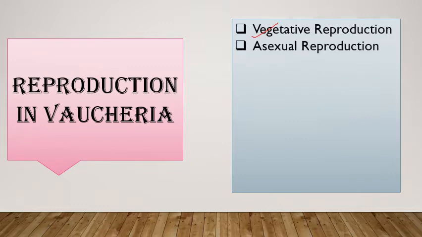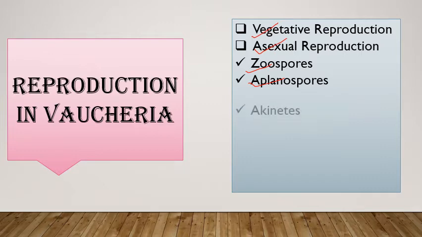Then it reproduces by asexual reproduction. In asexual reproduction, it makes special structures, which depend upon the environmental conditions. So first is zoospores. These are motile spores which are formed under favorable conditions. Then next is aplanospores, which are formed under tough environmental conditions. Akinetes are again formed under tough environmental conditions. These are thick walled cells.